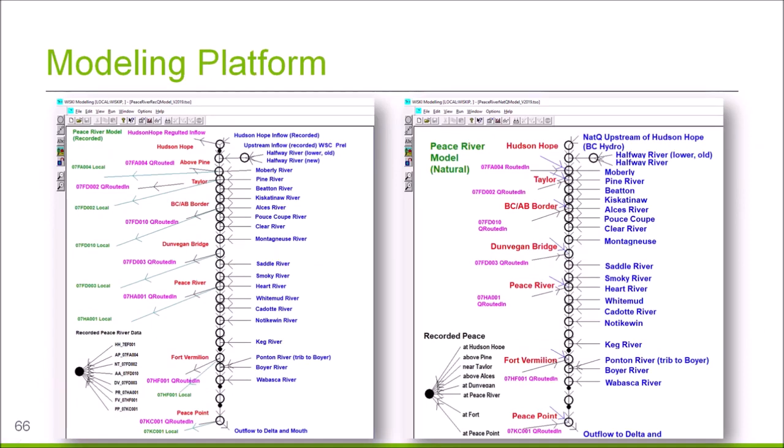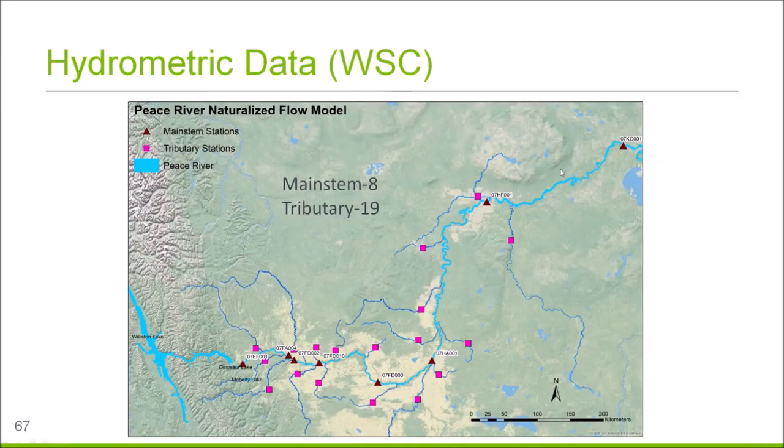This is how it looks in real life. So the platform that I used is called the Whiskey modeling platform. Again, you can see the natural and the regulated river network and all the tributaries that are coming into the system. Now, we need a lot of information to run this model. We need main stem stations, like these triangles showing the main stem stations. We also need very good tributary information, the tributary recording information, shown by purple squares.